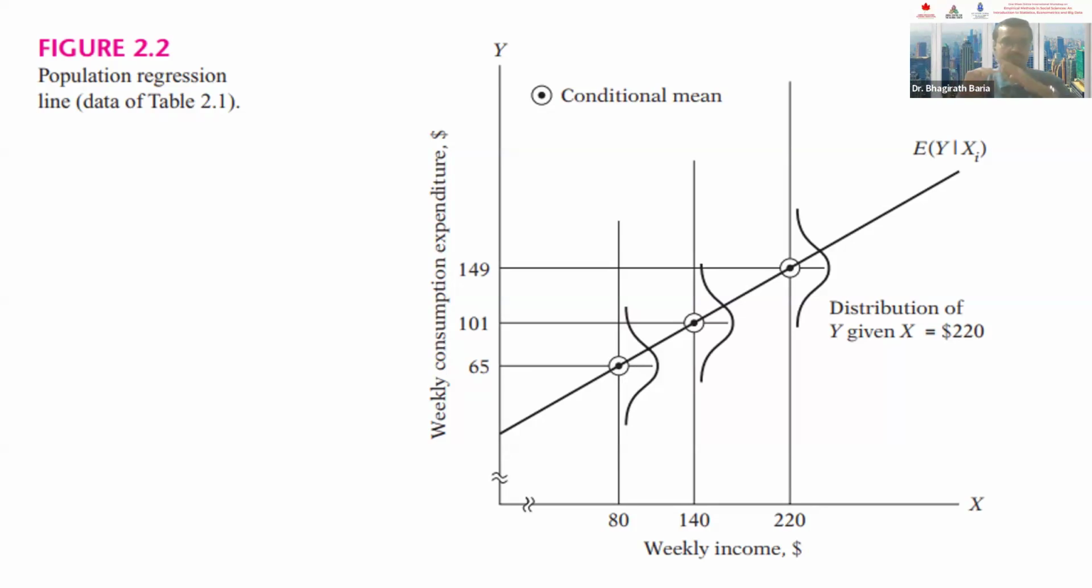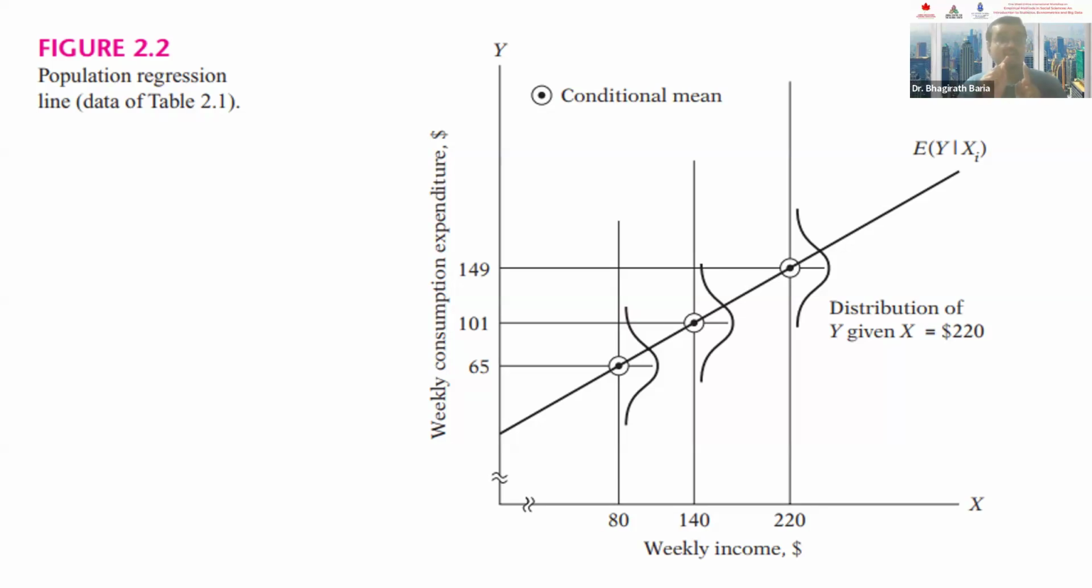It tries its best to pass the line through the average of the distribution of Y for each level of X. Okay, very important idea. For each level of X, the population regression function tries to pass a line, connecting the points at the central tendency, at the expected value. Expected means the average value.